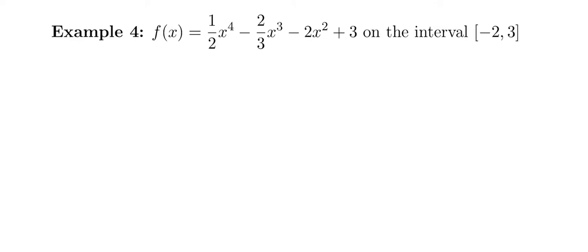Let's look at 1/2 x to the 4th minus 2/3 x cubed minus 2x squared plus 3 on the interval from -2 to 3 and determine the absolute max and absolute min of this function. So 2 steps, find the critical numbers. So I'm going to take the derivative and set it equal to 0 to find any critical numbers.